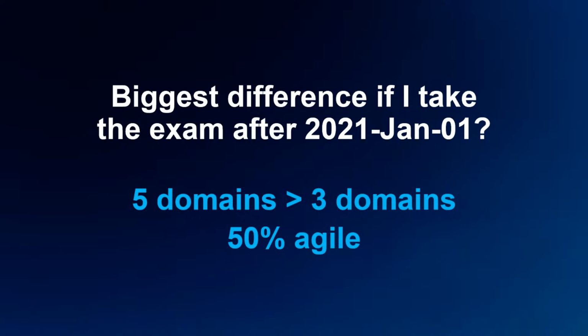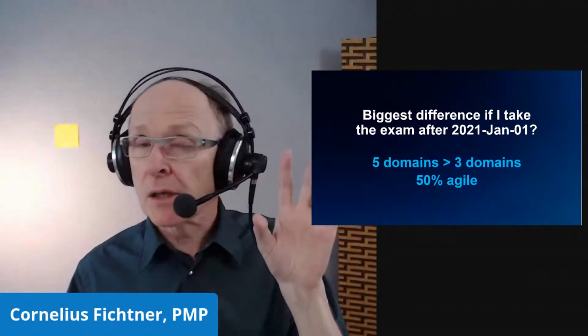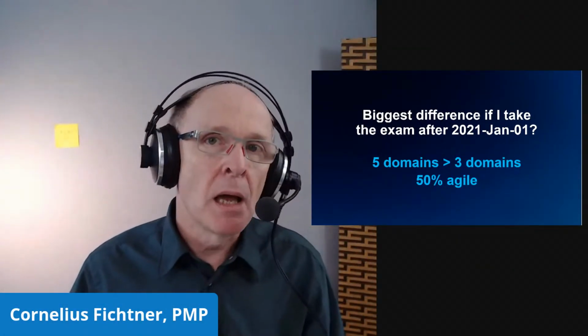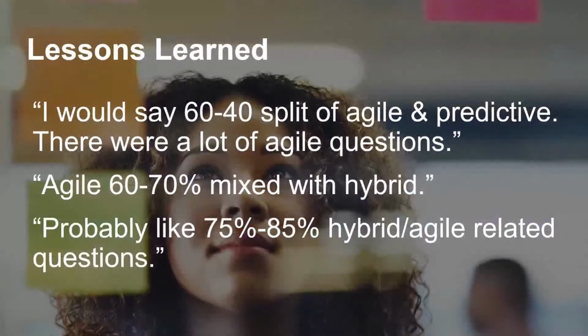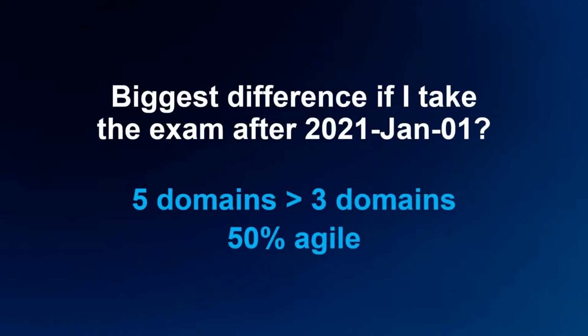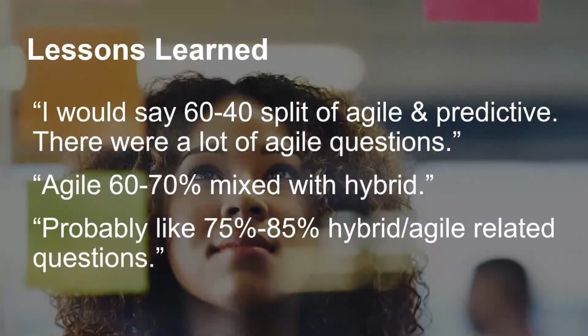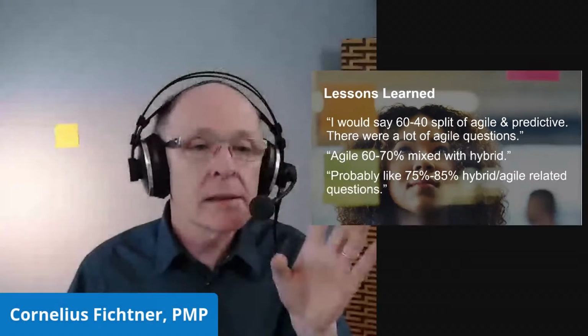Now, let's begin with those 50% agile. So PMI states 50%, that's half of the questions on the exam, are going to be about agile. However, here is what people say about the PMP exam. I would say 60-40 of agile. Agile is 60 to 70%, probably 75 to 80% hybrid agile. So even though PMI clearly states, hey, the exam is 50% agile, the lessons learned we get go all the way up to 85% of my exam was agile. That is clearly not true.